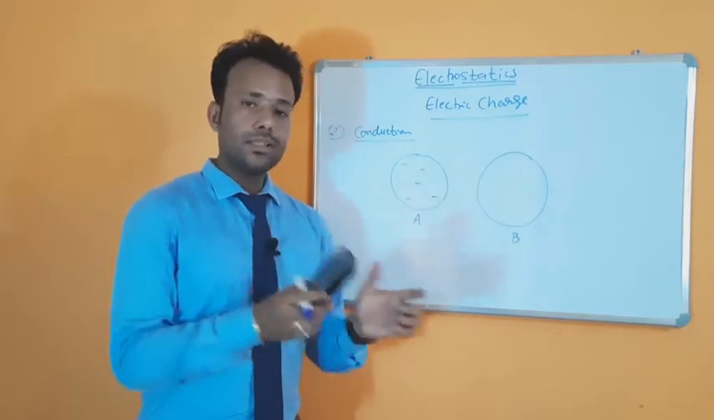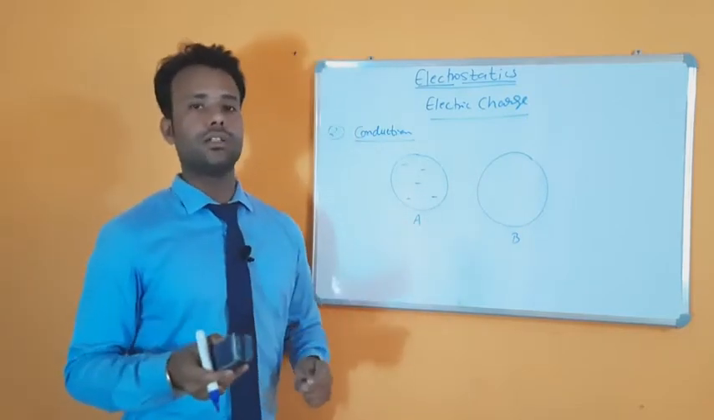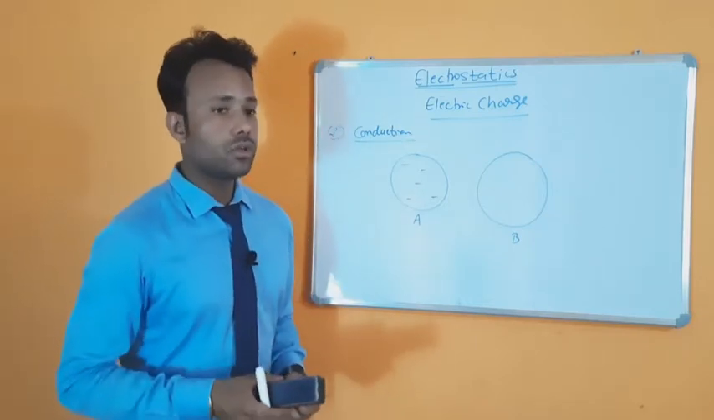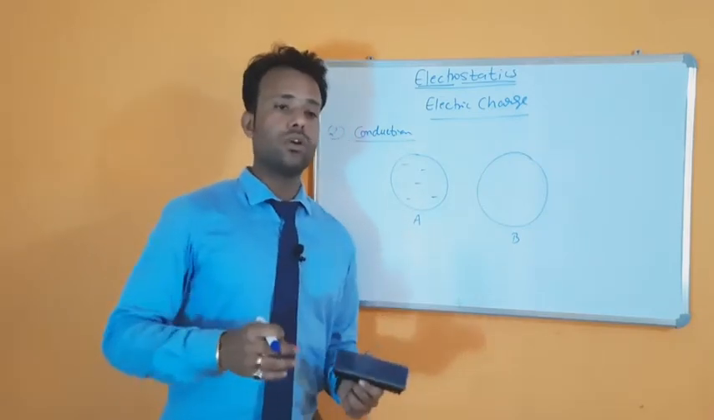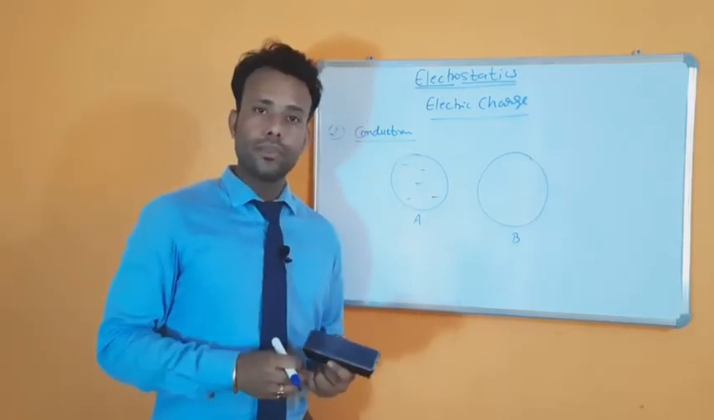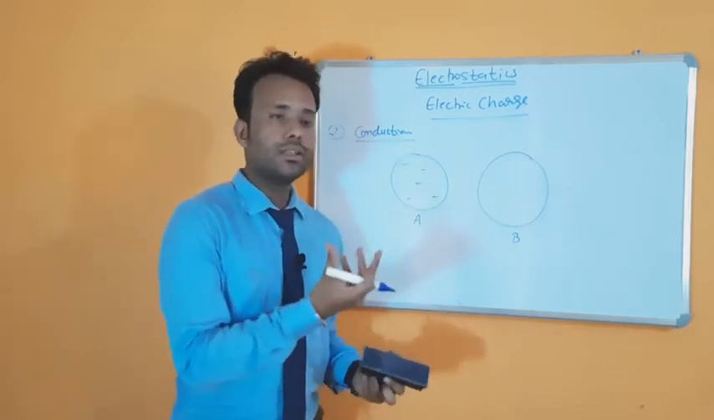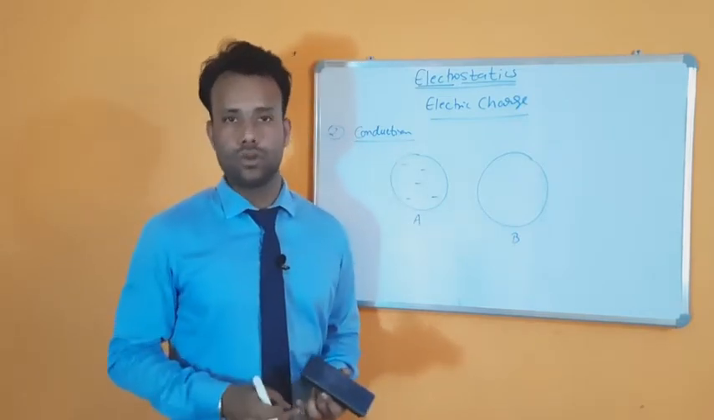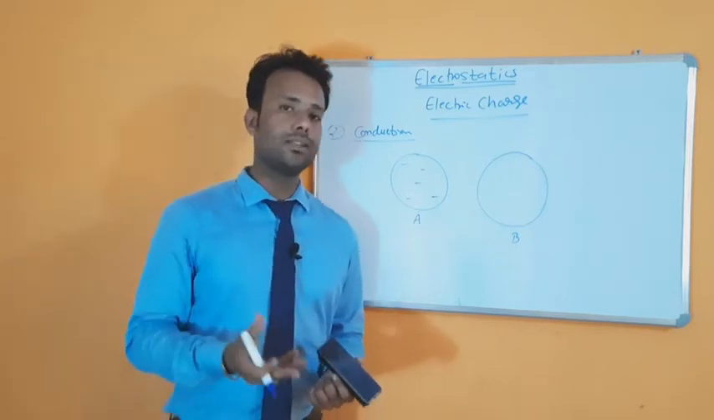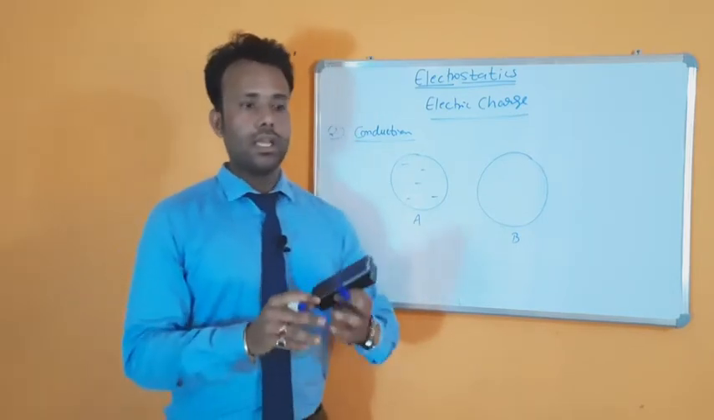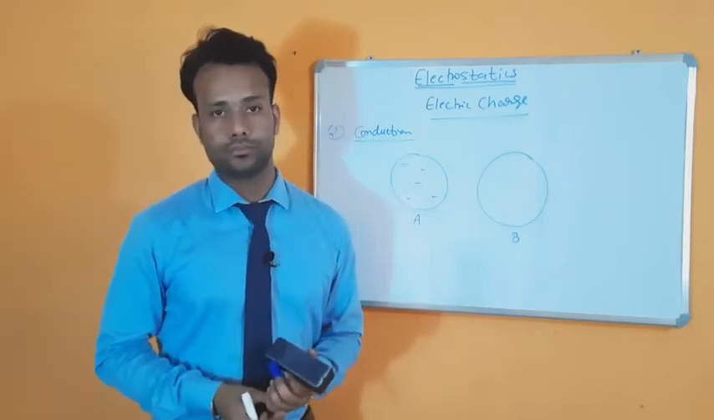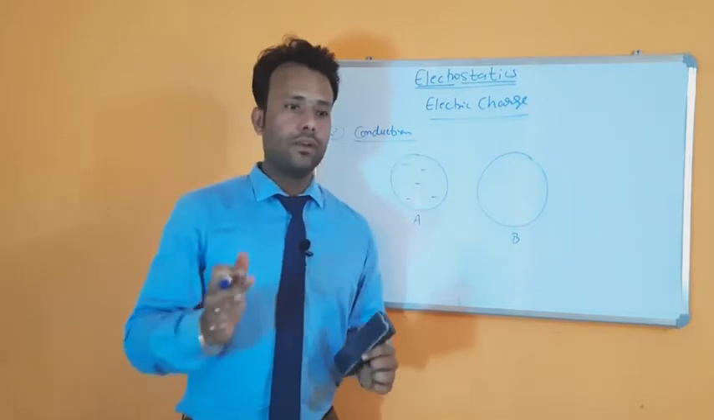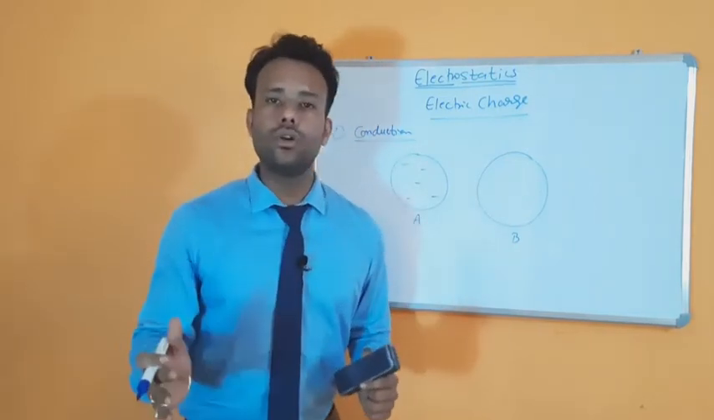Like previously I told you how the negative charge appears on a body or how the positive charge appears on a body. Positive charge appears on a body when some of the electrons come out from the body, right? So if a body is positively charged, it means that body has some deficiency of electrons. Similarly, if a body is negatively charged, it means the body has some excess of electrons. So if we touch two bodies having a different concentration of electrons, then what will happen?